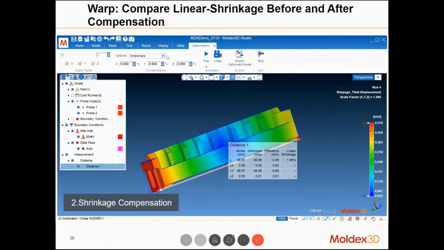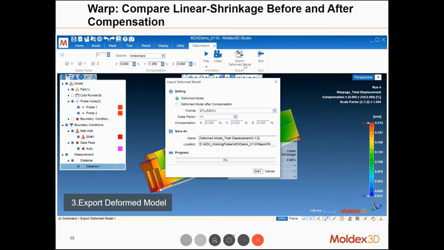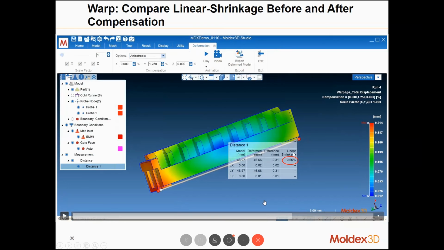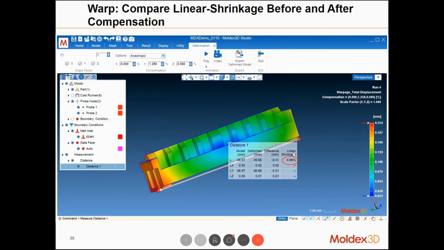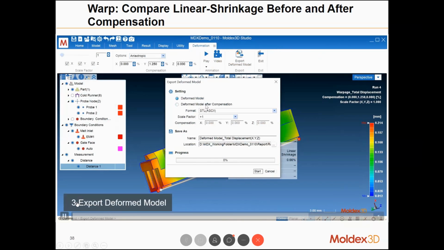And now we have to turn on the deformation function to compensate the linear shrinkage of the y direction. So if we compensate 1.25% linear shrinkage of the y direction, here we can see the linear shrinkage of the model is modified to 0.6%. And the last thing is don't forget to export the modified model.